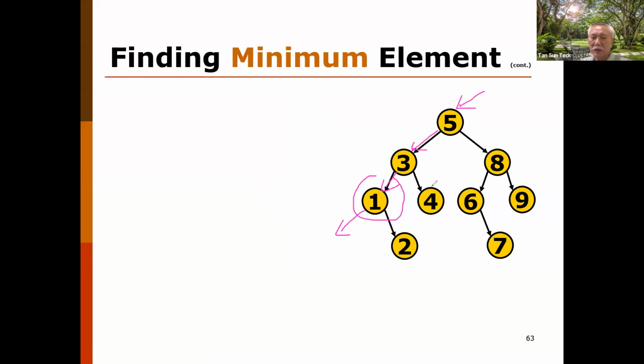Okay. By the same argument, 9 will be the maximum. So we know that for 9, you have to go right. 9 is greater than 5, so you go right. 9 is greater than 8, so you go right. And then 9 is equal to 9, so therefore you found the maximum value.